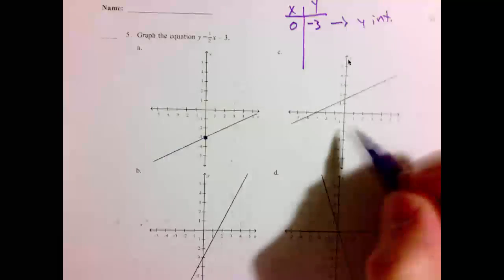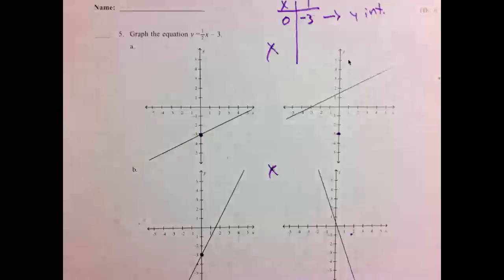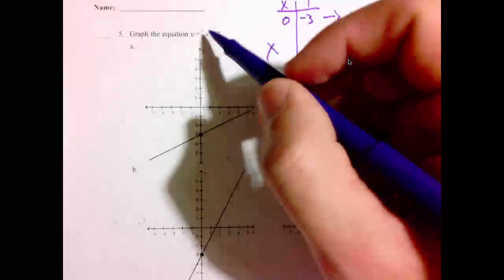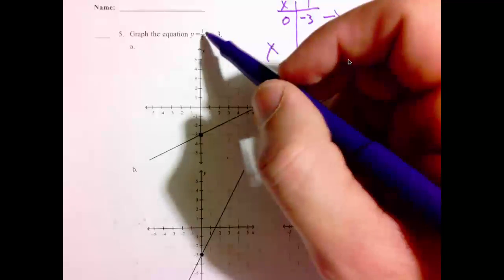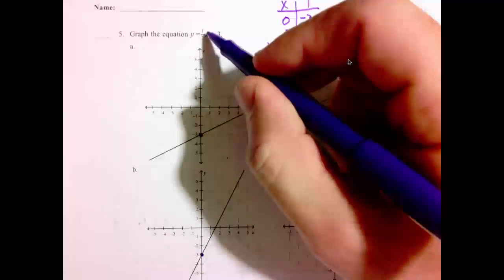A is a possibility. C is not. B is a possibility, but D is not. It must be A or B. Okay? Alright, let's put in another point. I'm not going to use an odd number because that would give me a fraction here. I'm going to use an even number like 2. Substituting 2, 2 times 1/2 would be 1. 1 minus 3 would be negative 2.